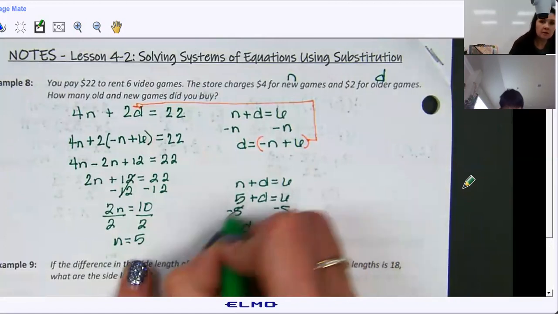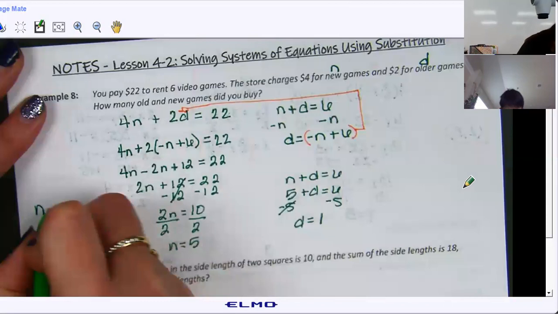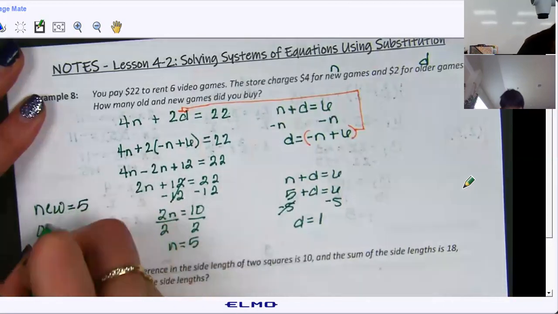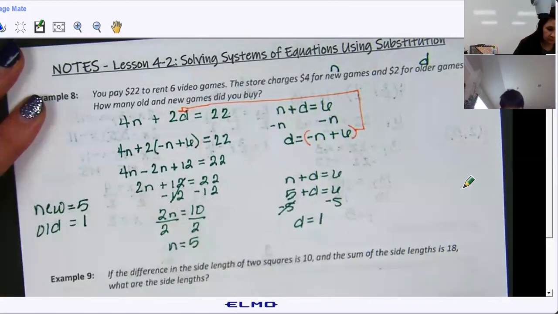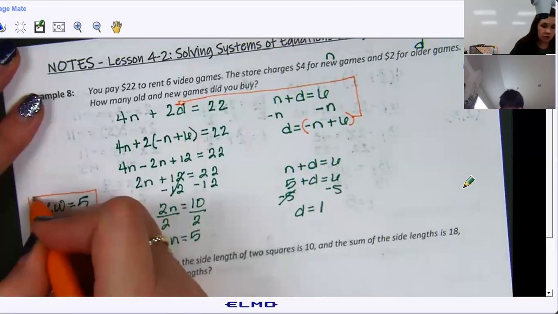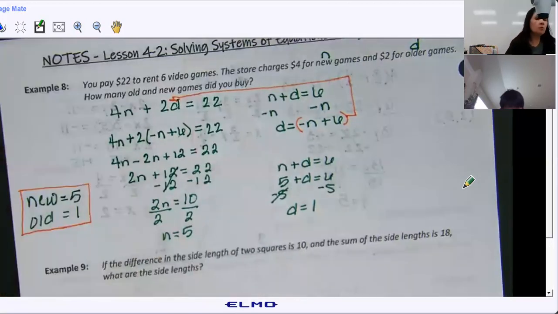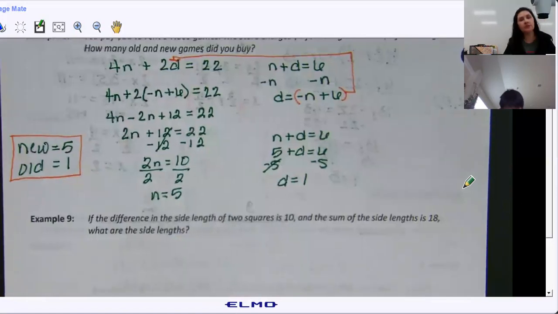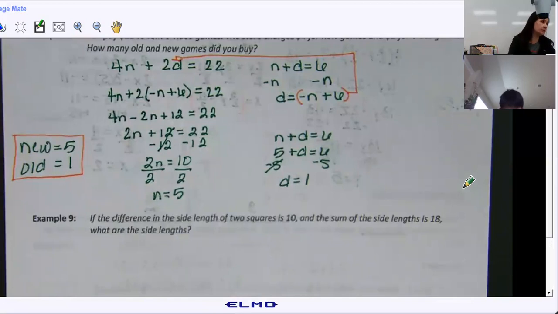Okay. So, new games, they bought 5 of, and they bought 1 old game. Yes, you can do that in your head. You are correct. A lot of you would be able to do that. But then when you get down to more complicated problems, you can't do it. So the process is important.